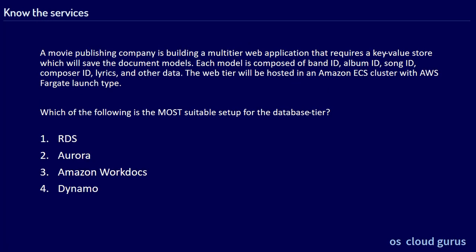Now let's have a look at a question on databases. So please read the question on your own. I don't have to read it for you. Pause the video for a second if you need some time, and then we have 4 possible answers: RDS, Aurora, which is actually a part of RDS, Amazon WorkDocs, and DynamoDB. And the answer, of course, is Dynamo.